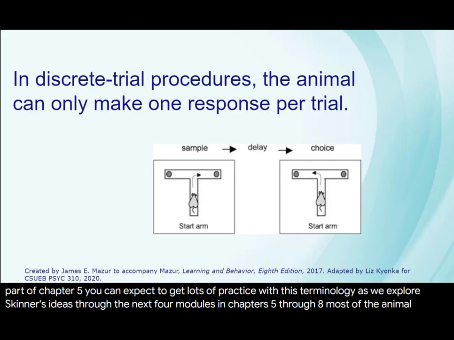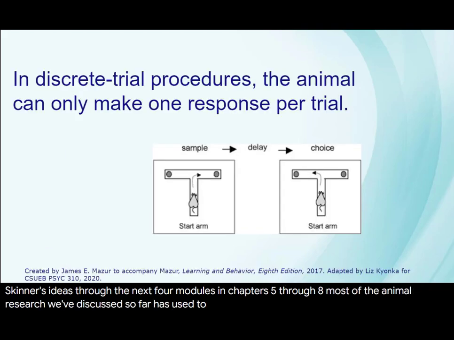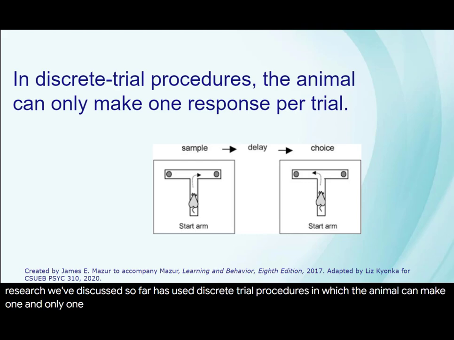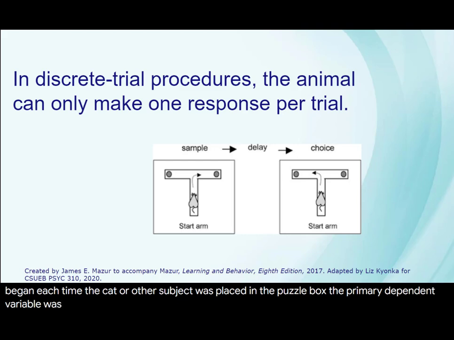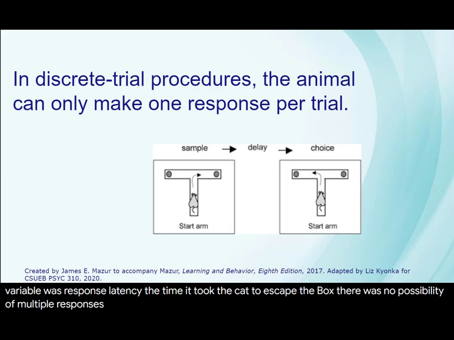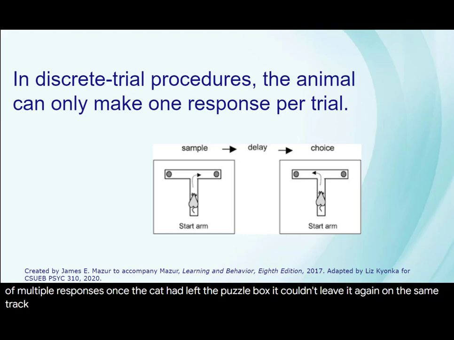Most of the animal research we've discussed so far has used discrete trial procedures in which the animal can make one and only one response on each trial. For example, in those puzzle box experiments, a new trial began each time the cat or other subject was placed in the puzzle box. The primary dependent variable was response latency, the time it took the cat to escape the box. There was no possibility of multiple responses. Once the cat had left the puzzle box, it couldn't leave it again on the same trial.